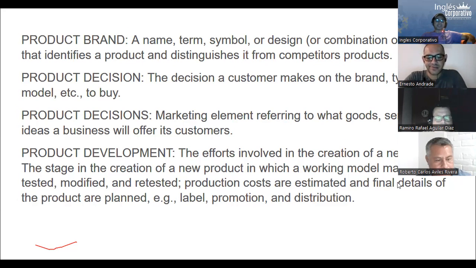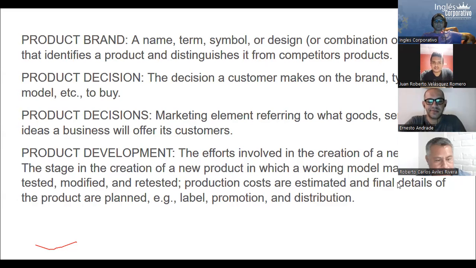Very simple. So the other one says product decisions. Who wants to read this one? Me. Okay. Product decisions: marketing elements referring to what goods, services, or ideas a business will offer its customers. So this is on the other hand, right? When companies are going to launch a product, they have to decide not only the price, but the size, the colors, the name of the brand, where they are going to launch the product. So those are product decisions on the side of the marketing campaign or the product cycle. That would be it. No questions here. Okay, the other one is an interesting one. Product development. Who wants to read product development?